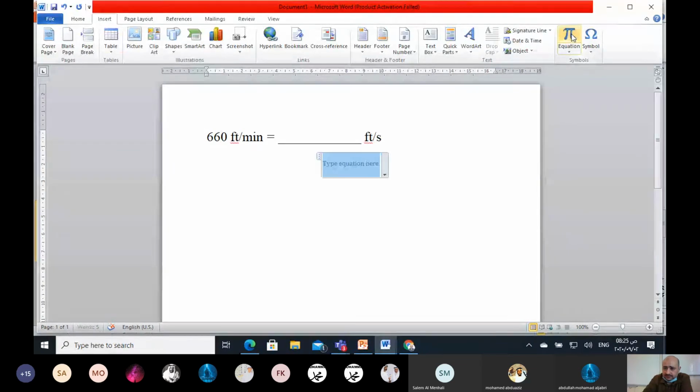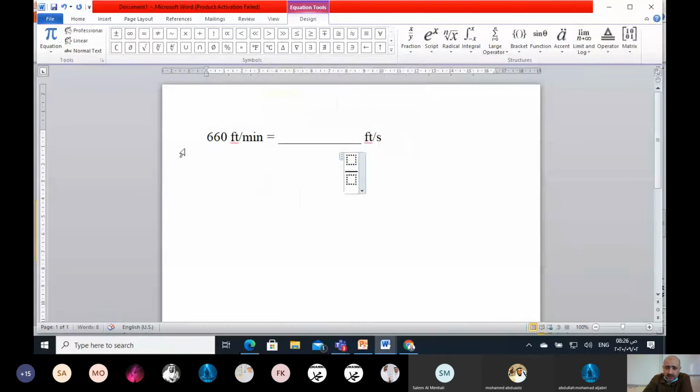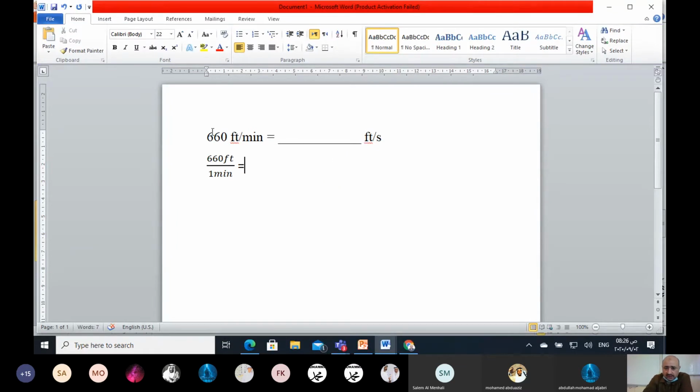So use the fraction. Up we will write 660 feet, and down per minute, per 1 minute. So the first sentence here changes to the unit rate. Then I want to convert from feet per minute to feet per second.